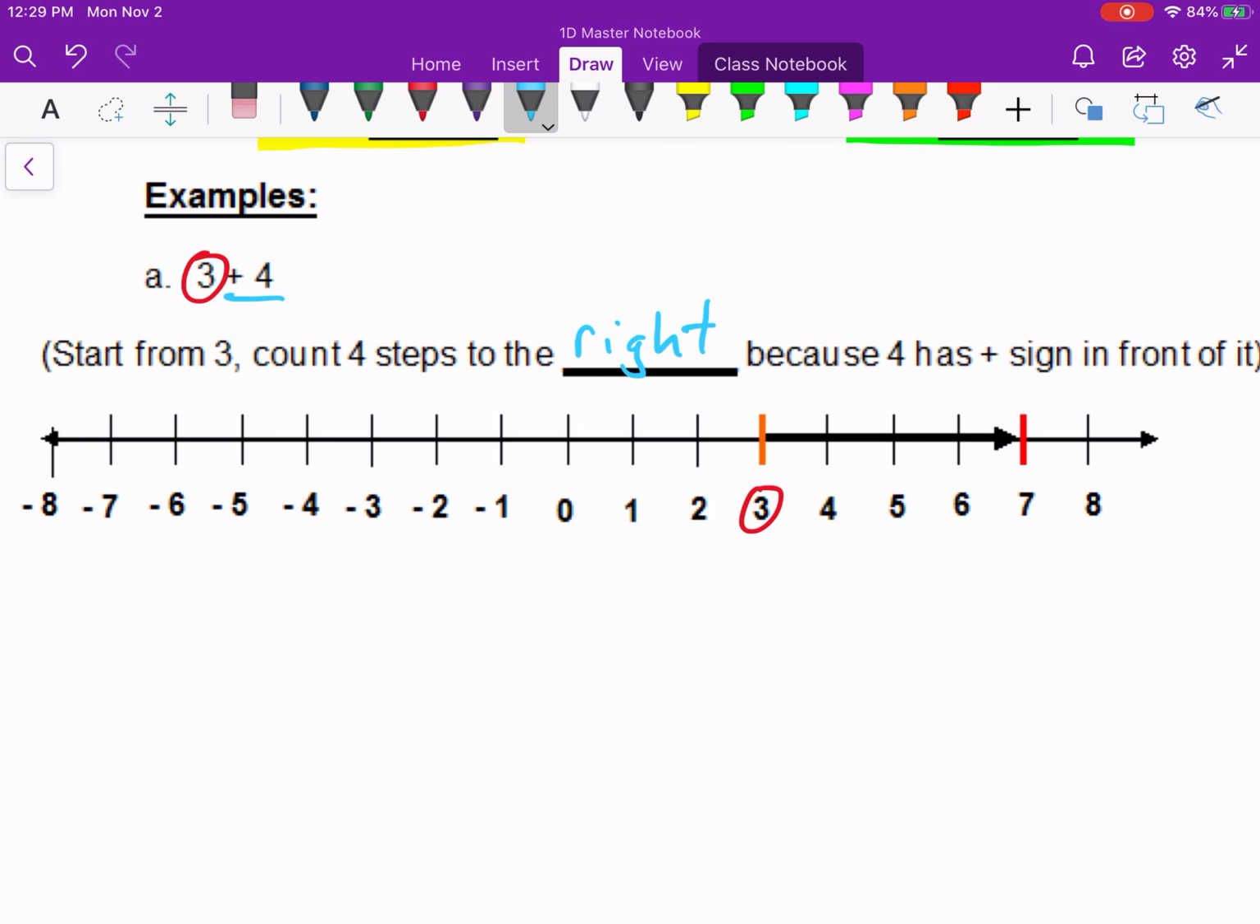So I'm starting at 3, I've circled that in red, and I go 1, 2, 3, 4 to the right because of the positive sign, and I end up at 7.